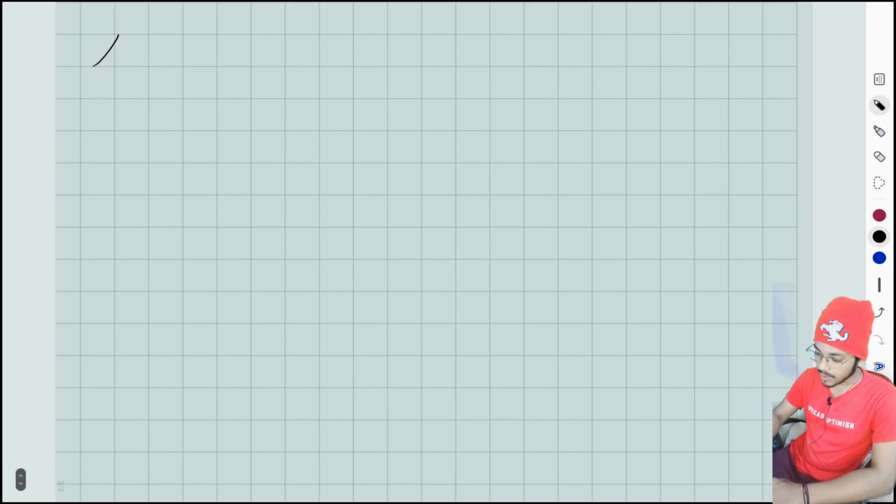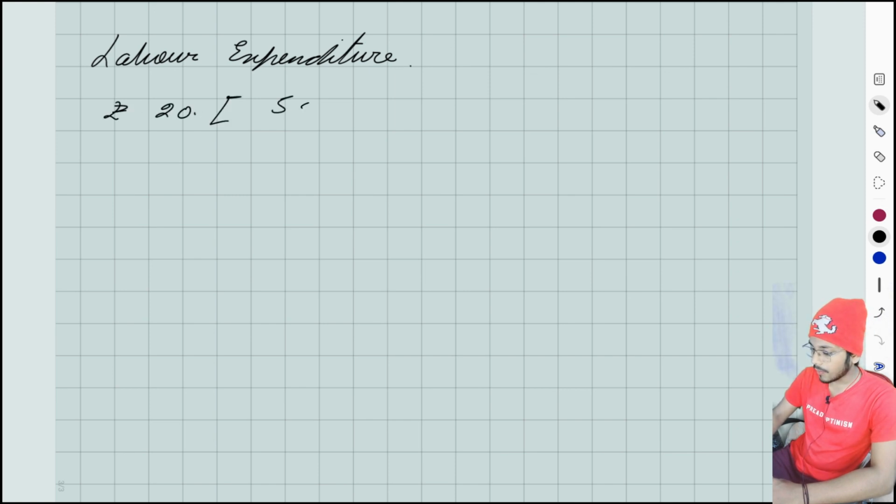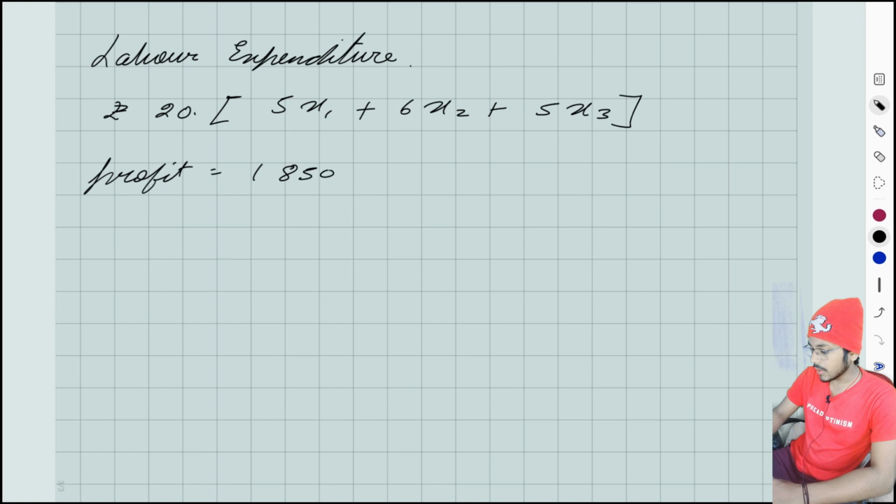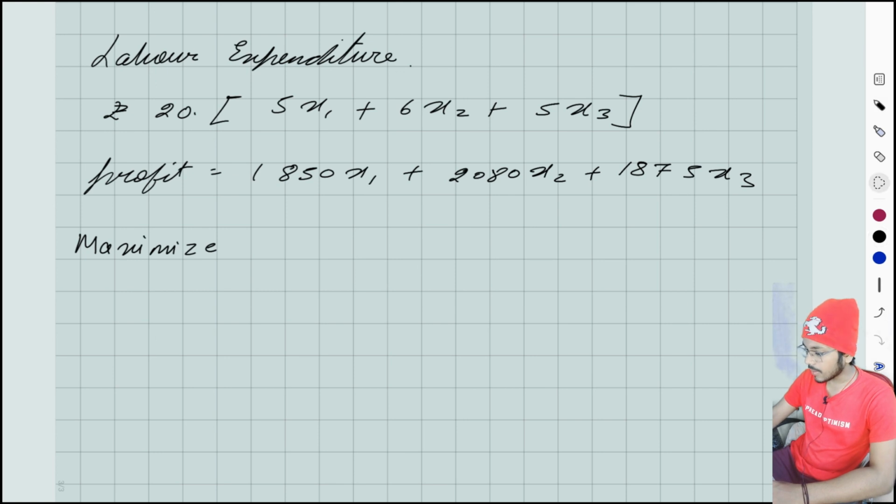Then what is the labor expenditure? The labor expenditure is rupees 20, with 5 labor for tomatoes, 6 labor for lettuce and 5 labor for radishes. And what is the profit? Profit equals 1850 x1 plus 2080 x2 plus 1875 x3. And what do we have to maximize? We have to maximize this profit.